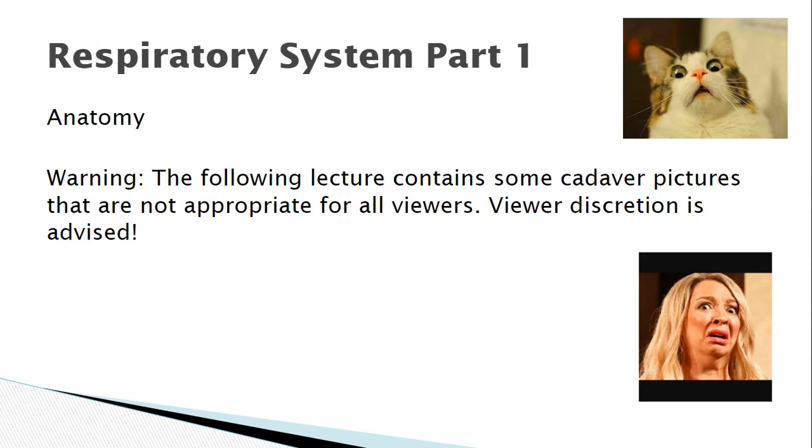All right, so a little bit of a warning before we begin. This is part one of our lecture on anatomy, and then part two is going to have the physiology and diseases. But I just want to warn you, I do have some cadaver pictures. These are actual cadaver photos that are pretty disgusting. So I'm just warning you in advance that this might be a little bit gross. So viewer discretion is advised.